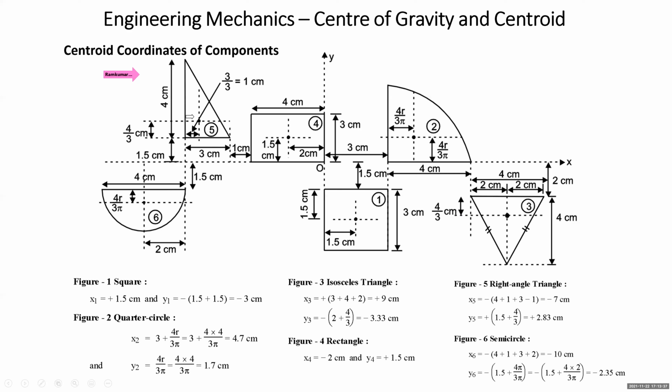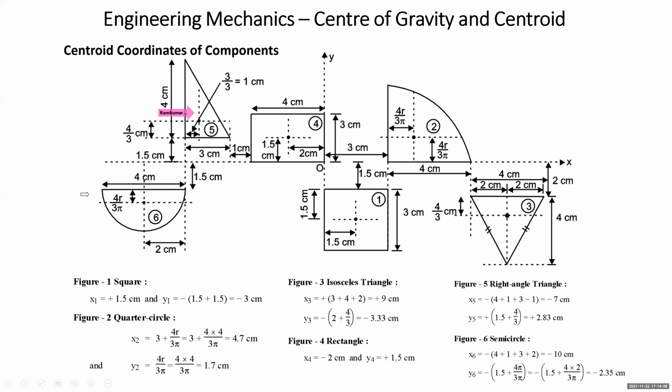Now you have to write the coordinates of this point. This point is definitely left of y axis, so x coordinate will be negative. How will we find it? 4 plus 1 plus 3. 4 plus 1, 5 plus 3, 8 minus 1. So it is minus 7. You see here, minus 7. Y coordinate is measured from x axis. This point is above x axis, so y coordinate is positive. Above what? 1.5 plus 4 by 3. 1.5 plus 4 by 3, that is positive since it is above axis.